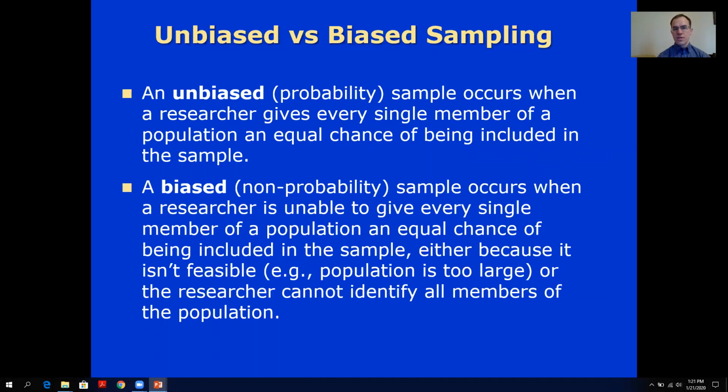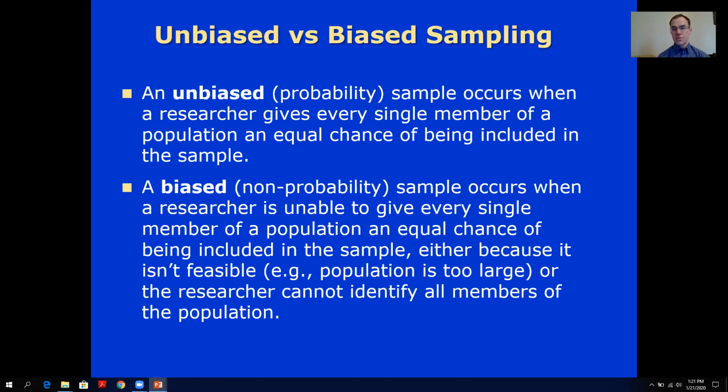So there are two different types of sampling, unbiased versus biased sampling. And unbiased sampling, also known as probability, occurs when a researcher gives every single member of a population an equal chance of being included in the sample. That might be easily done when you have a smaller population.